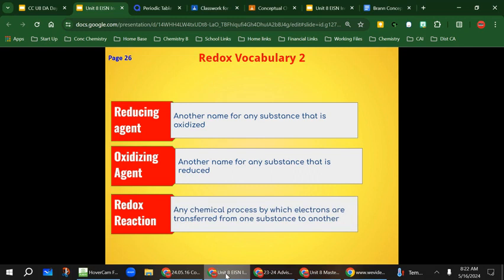So they're basically just like what? Correct. Very good way to think about it. Okay? And then a redox reaction is a chemical process by which electrons are transferred from one substance to another. Okay? From one to another.